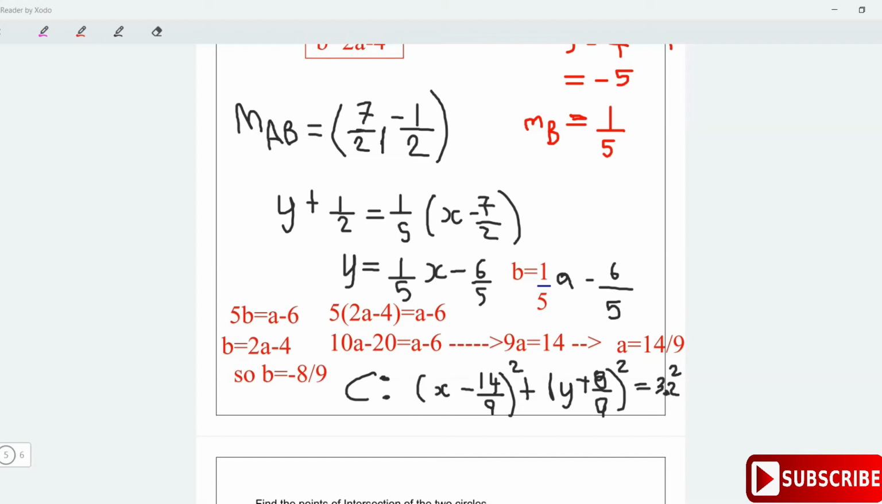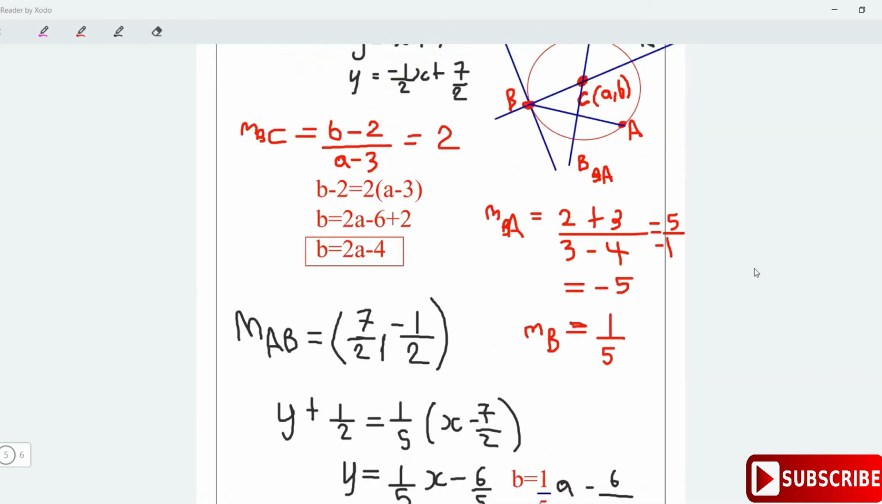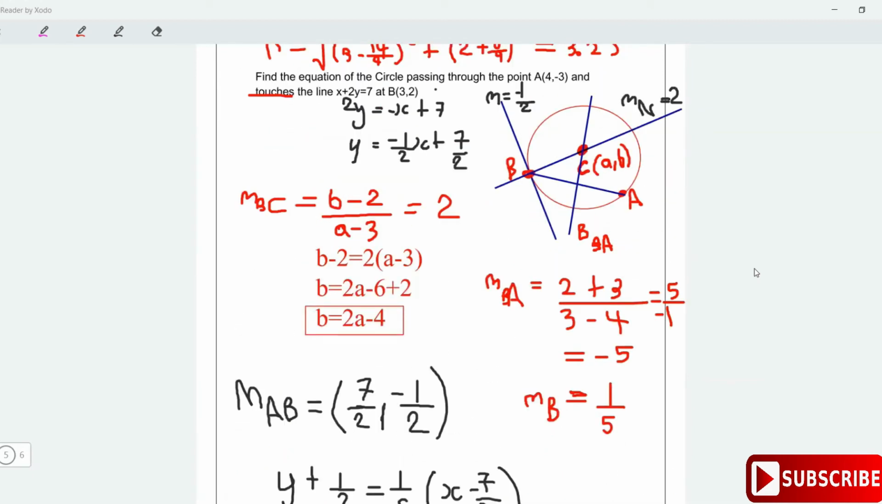Nice and easy. Okay, now of course, we're going to go through verification to check and show you that this is indeed true. I'm going to draw a circle and set up all of these scenarios. So we want the circle to pass through this and this and have a center of 14 over 9 and minus 8 over 9. So let's go ahead and do that now. Let's set up our sketch now.